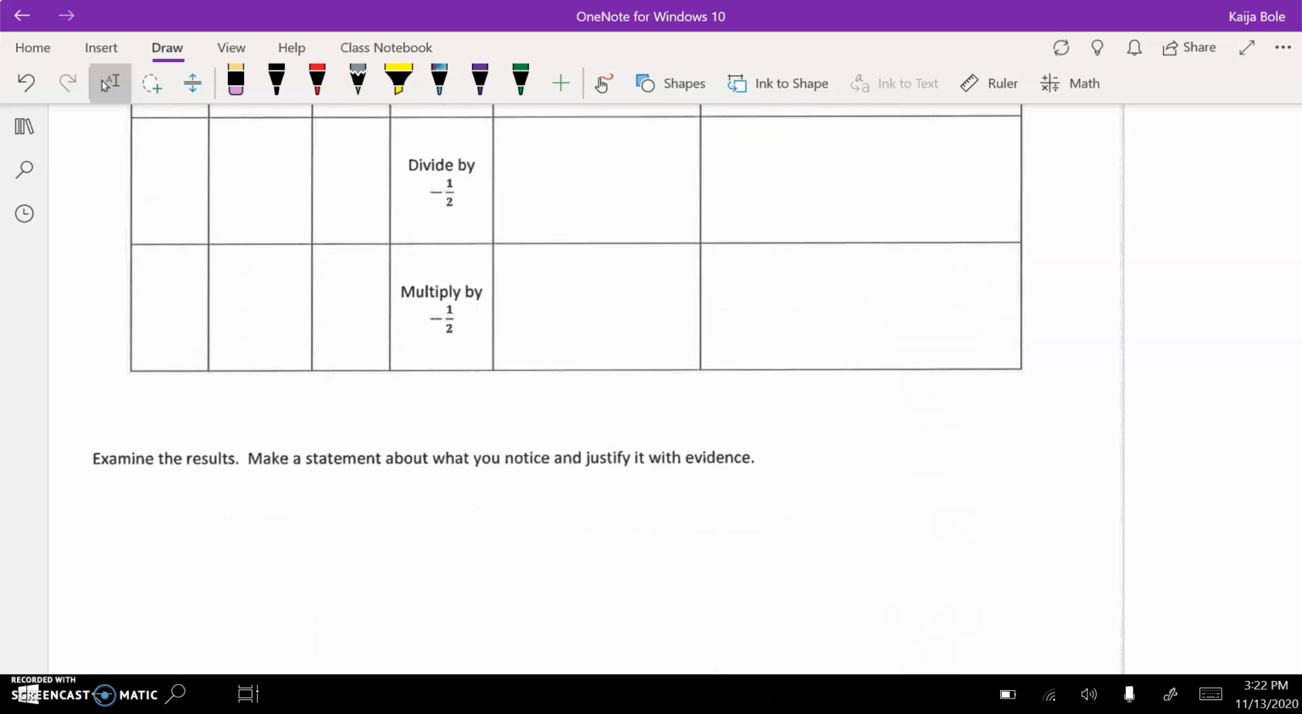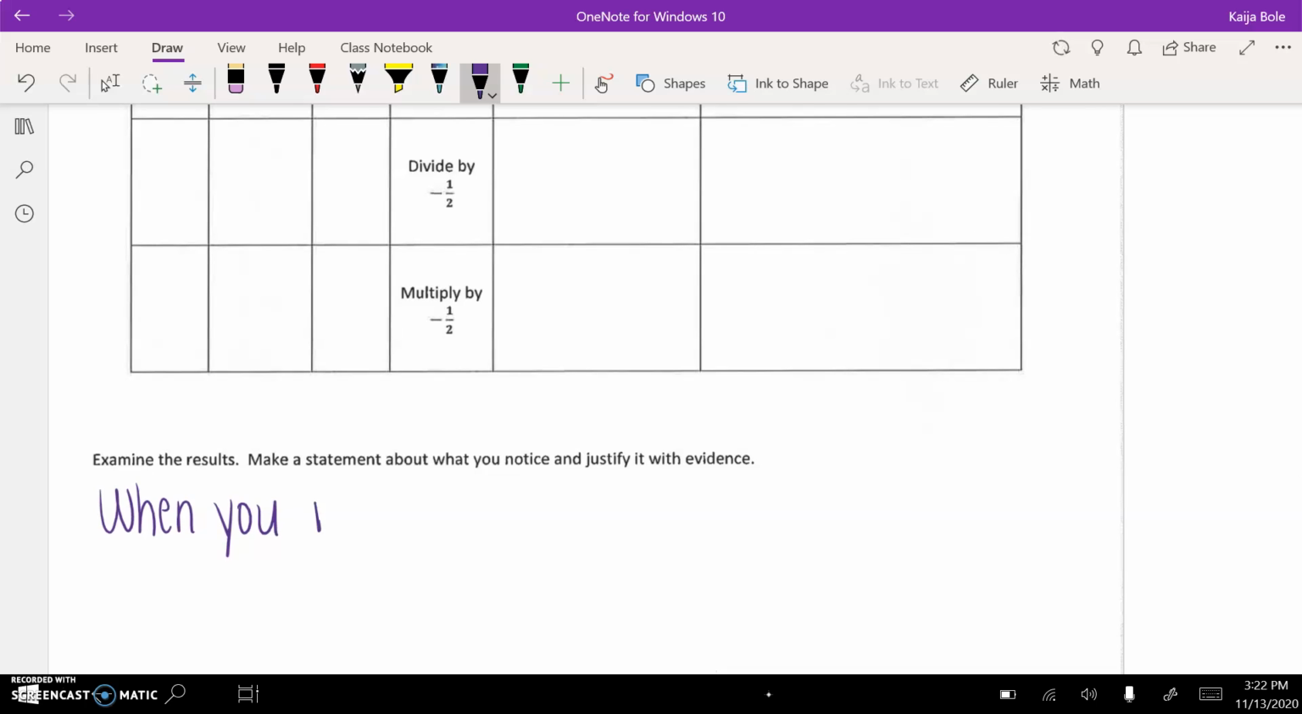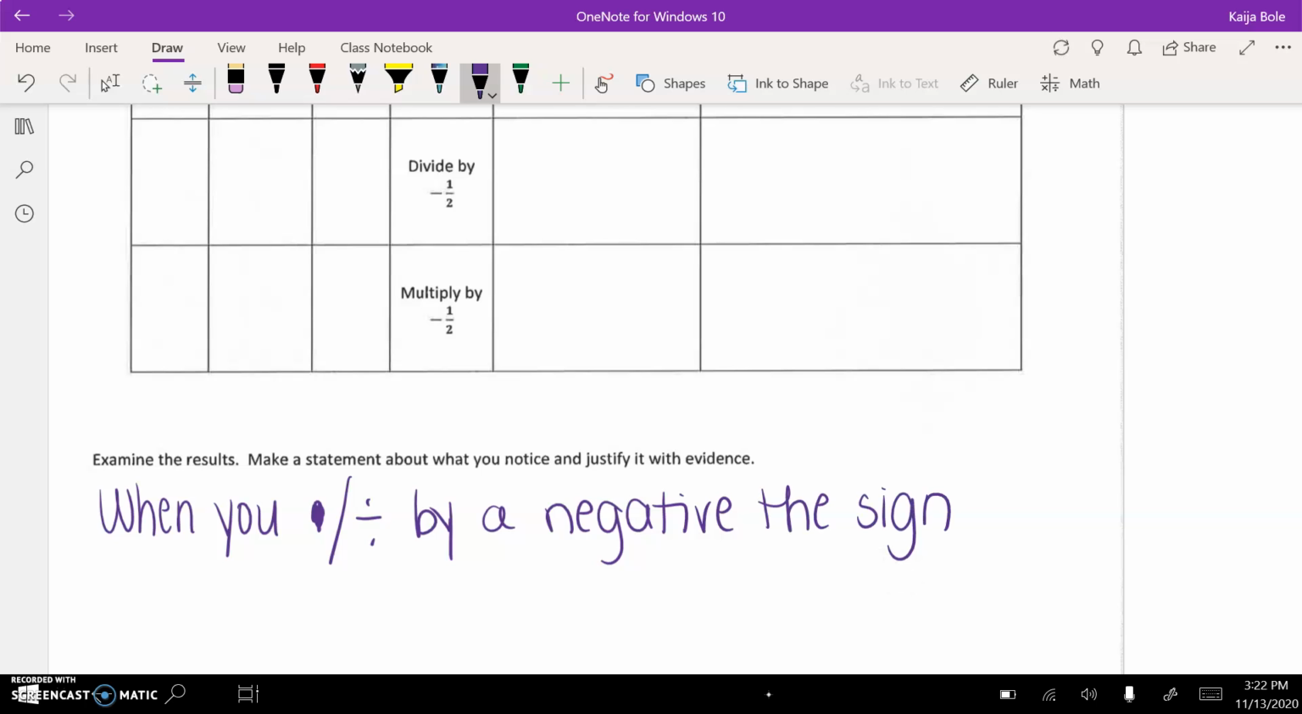So our conclusion is when you multiply, I guess technically we did multiply. Multiply or divide by a negative, the sign is reversed. Okay?